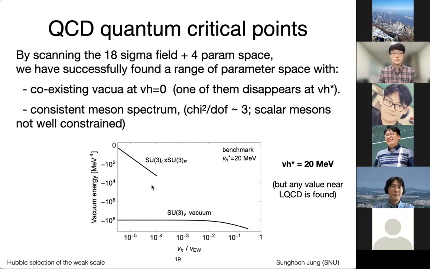And this kind of coexisting vacua and first order transition feature is pretty generic, but we're going to take 20 MeV as the benchmark critical point. But any value between zero and lambda QCD is possible. Okay, so this is the phase diagram. As a function of the Higgs vev, the higher energy vacuum, which preserves SU(3)L times SU(3)R, slightly evolves, and at some point it becomes classically unstable through some field direction. And the lower energy vacuum, which is the true QCD vacuum today, is stable until today.